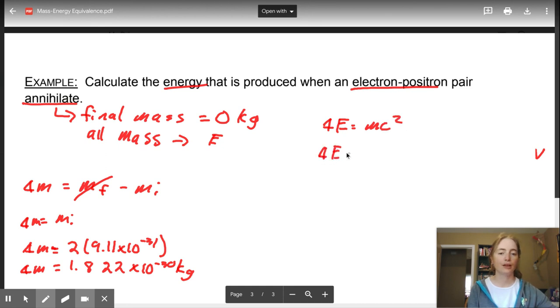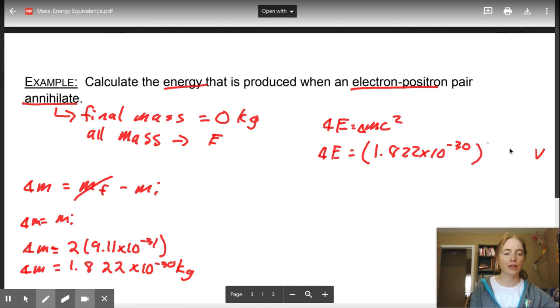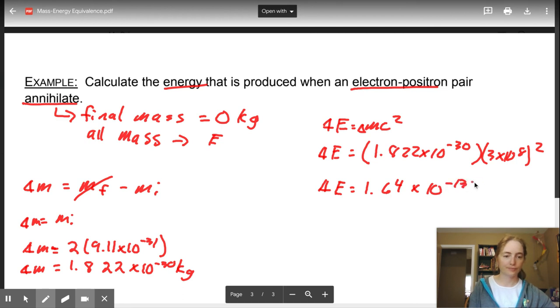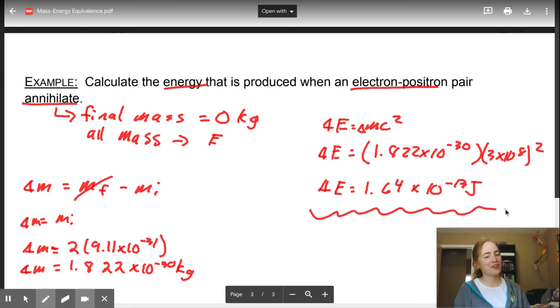Okay. So I'm going to put this into our E equals delta M c squared. Our delta M, I beg your pardon, 1.822 times 10 to the power of negative 30 kilograms, multiplied by our 3 times 10 to the power of 8 and squared. And we are going to wind up with, once we've got sig digs and units and all that good stuff, there you go. Energy released from annihilation.